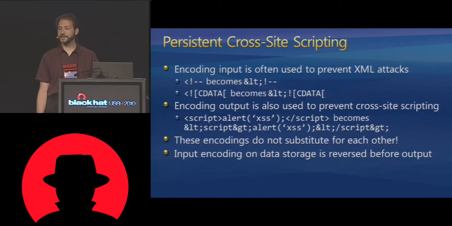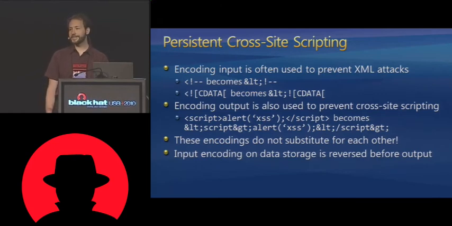by the encoder into encoded values which don't affect the XML schema. Seems like a good way to prevent my XML attacks. But that's not the only thing people use encoding for. Encoding output is also used to prevent cross-site scripting.